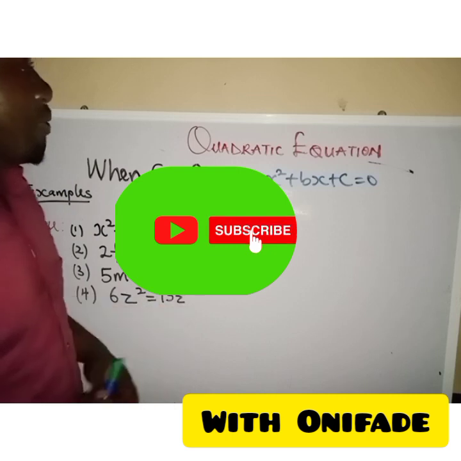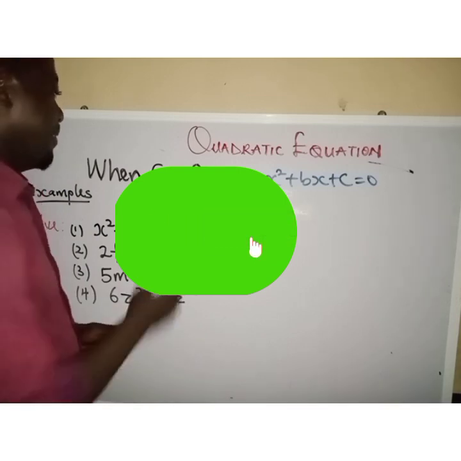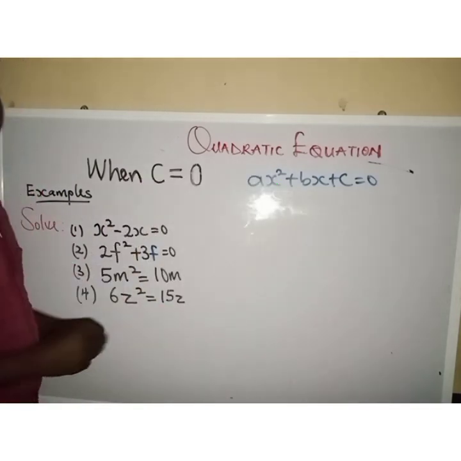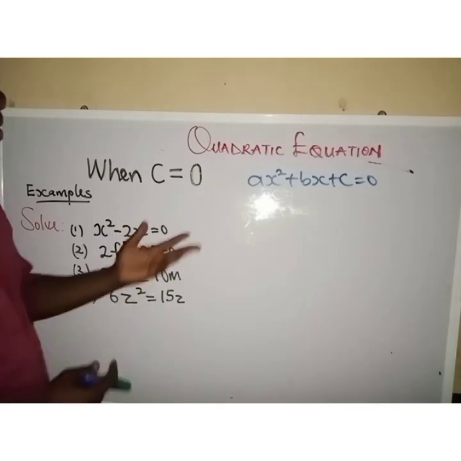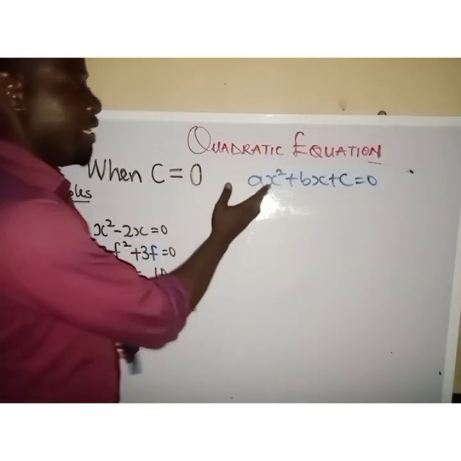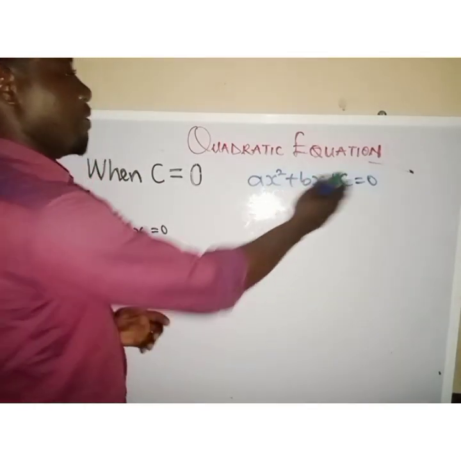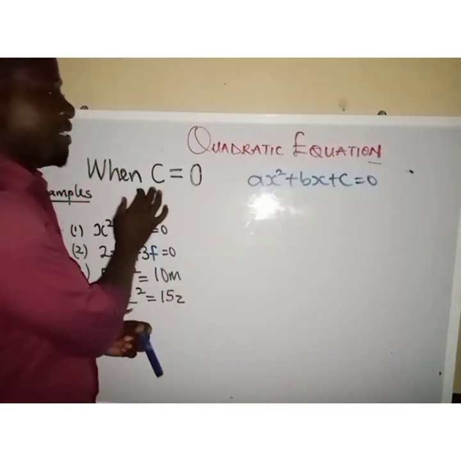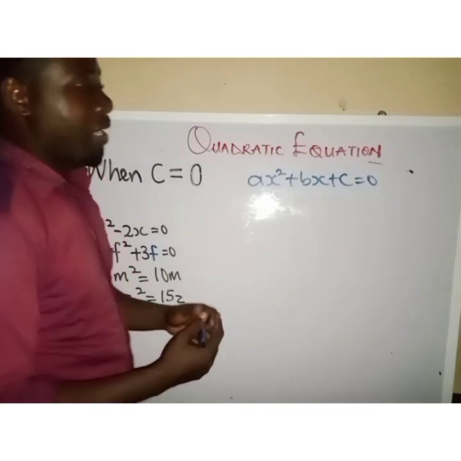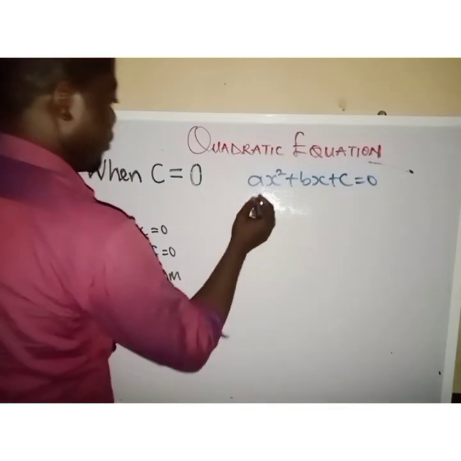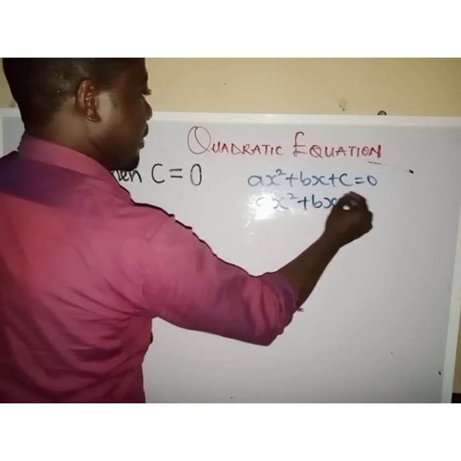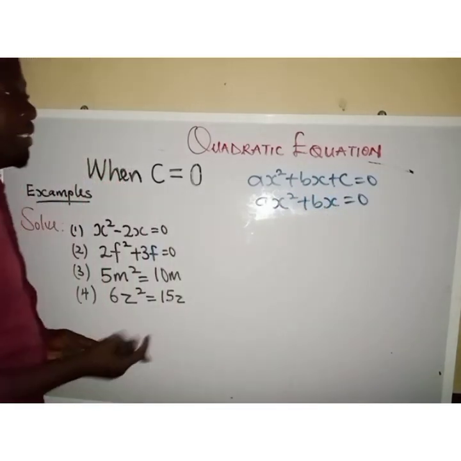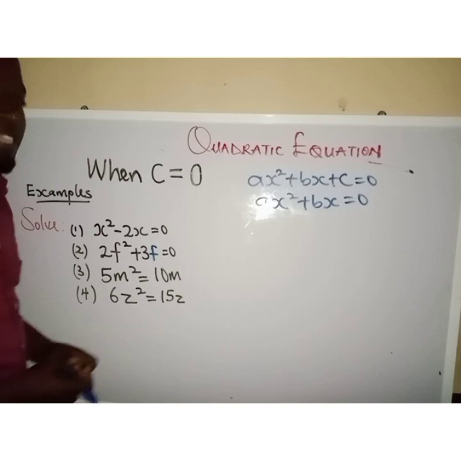In today's class, we want to look at a situation whereby c in our quadratic form is equal to 0. Don't forget, the general form of a quadratic equation is ax squared plus bx plus c equals 0. So in a situation whereby c is equal to 0, how do we go about it? We will now be left with ax squared plus bx equals 0. So in that case, we don't have the constant term there.